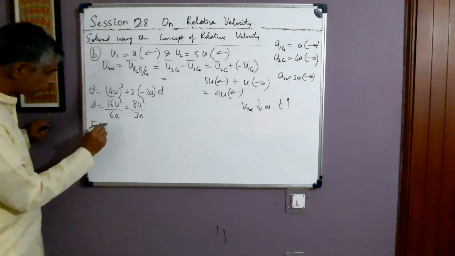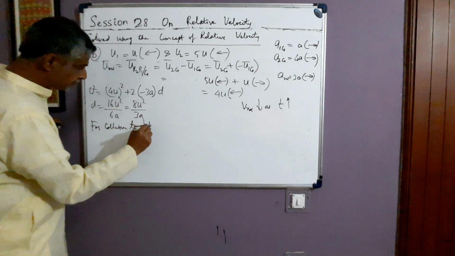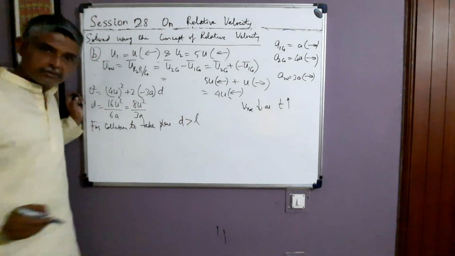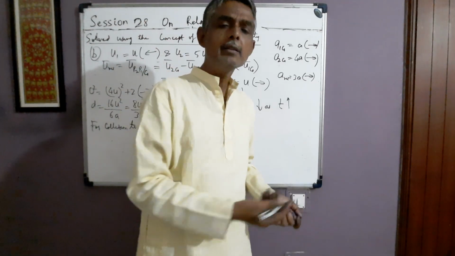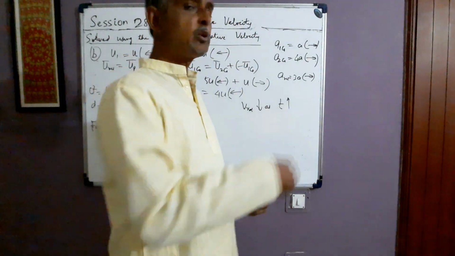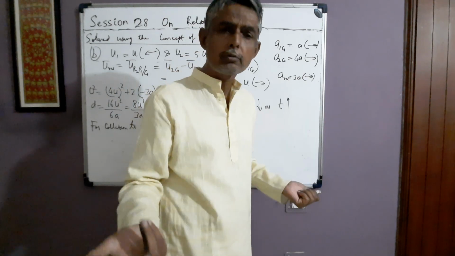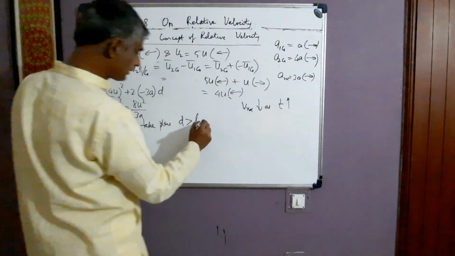So for collision to take place, D should exceed L. Then only collision is possible. Because if D is less than L, then with respect to P1, P2 will come to rest by covering a distance which is less than L. So there is no collision when L is the initial separation. So D should exceed L.